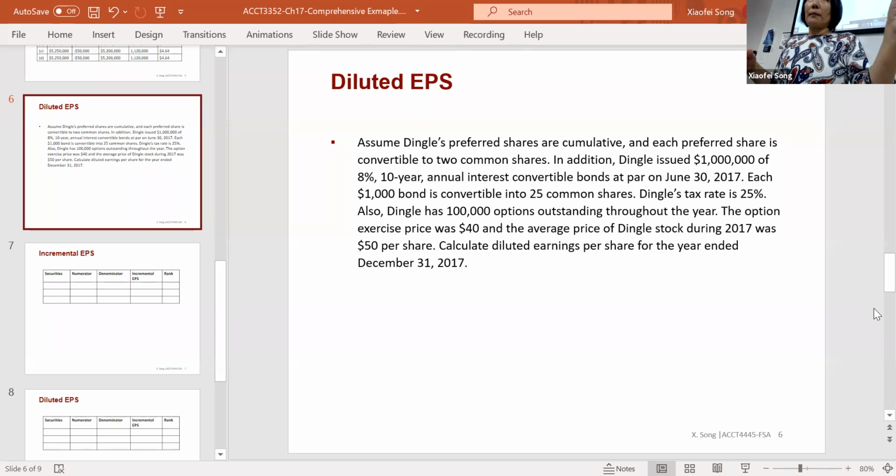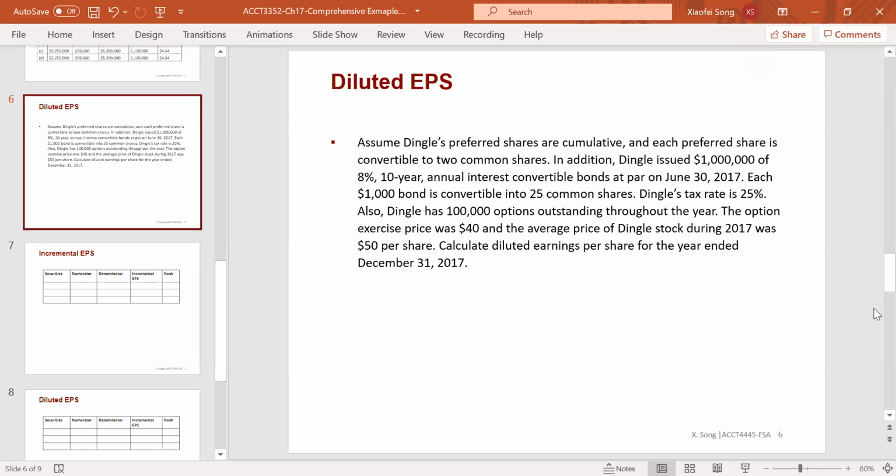First, we calculate the basic earnings per share. We already did it. Secondly, we compute the incremental earnings per share for each potentially dilutive security. And then we rank them. Then we start incorporating these potentially dilutive securities into the calculation of diluted earnings per share, one at a time, in the order of the rank we just made.